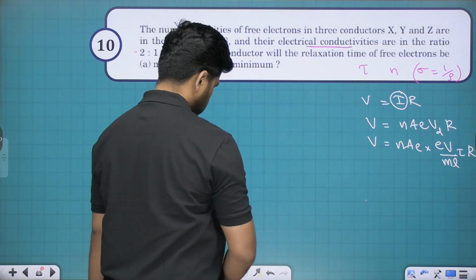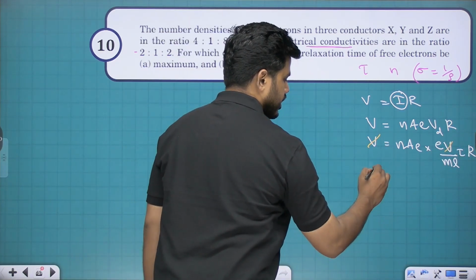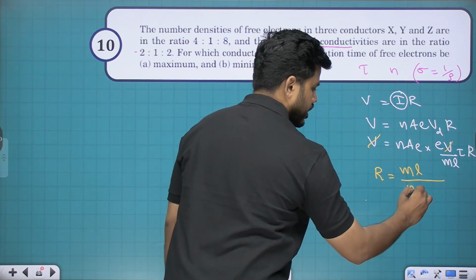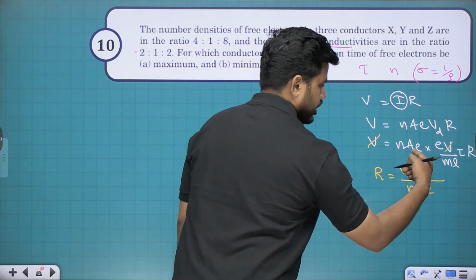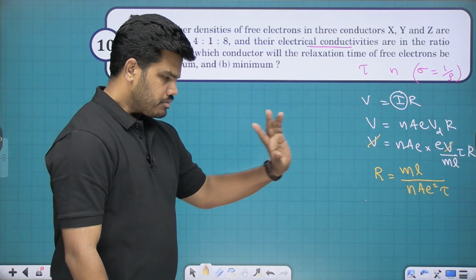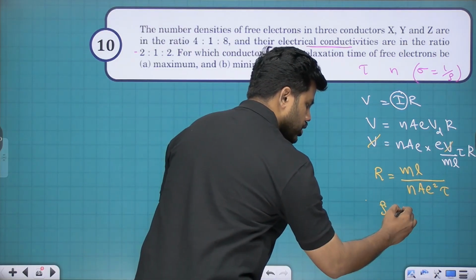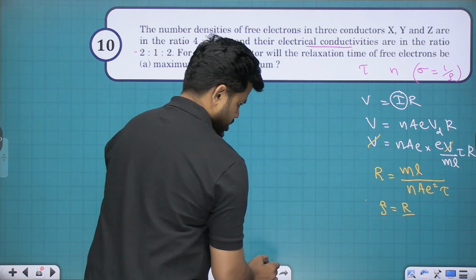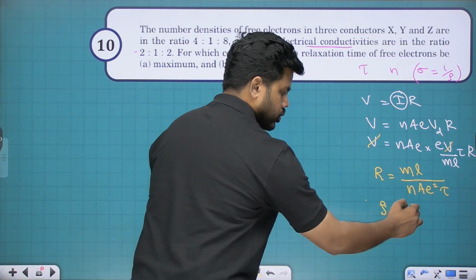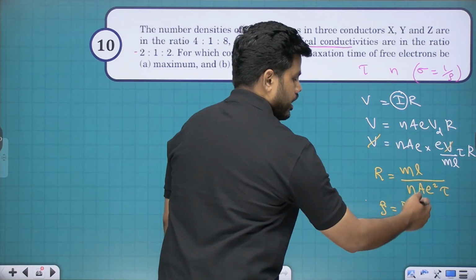So V is cancelled from either side. What is R finally? R is equal to m l in the numerator divided by n A e into e, that is e square tau. This was the equation for resistance. Then how will you make it resistivity? Rho is equal to R A by L, because R is equal to rho L by A.